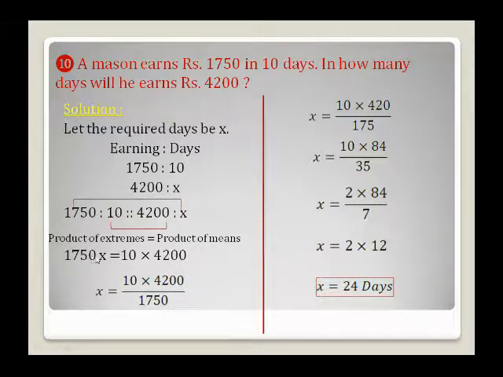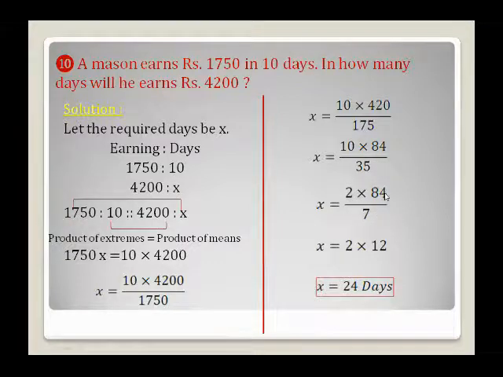Okay, 1750 is multiplied with x, so we divide on the other side, and here we write 10 multiplied by 4200 divided by 1750. Here we cancel 0 to 0, then we get 10 multiplied by 420 divided by 175. Then we cancel it by the table of 7, so we get 10 multiplied by 84 divided by 35. Now students, we simplify it by the table of 5. 5 twos are 10 and 5 sevens are 35. So we get 2 multiplied by 84 divided by 7.